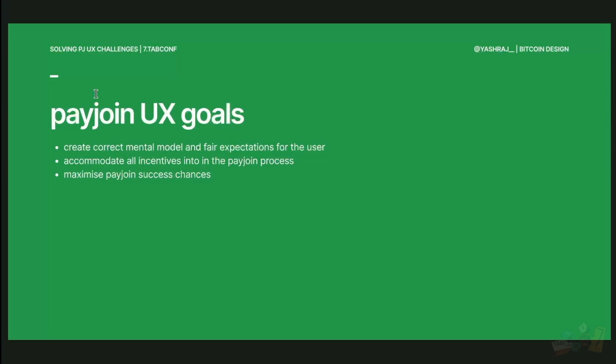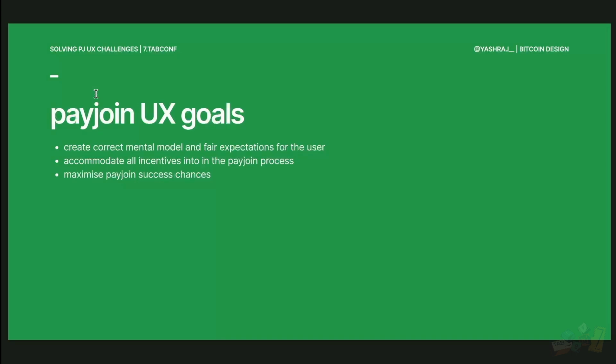With these three principles, I feel like Payjoin UX can fulfill the following three goals that we have. The first one is to help create the right mental model, set the right expectations, and accommodate all the incentives, like paying fees or not paying fees, doing a Payjoin or not doing a Payjoin, I don't have time right now, I'm doing something else, things like that. I don't have my hardware wallet around me.